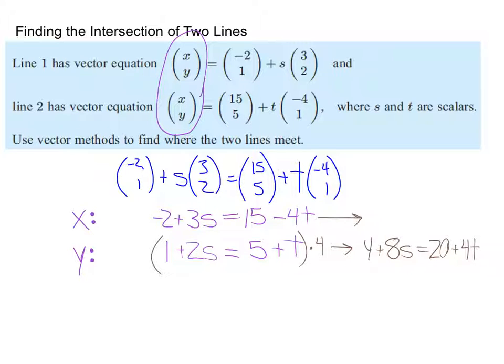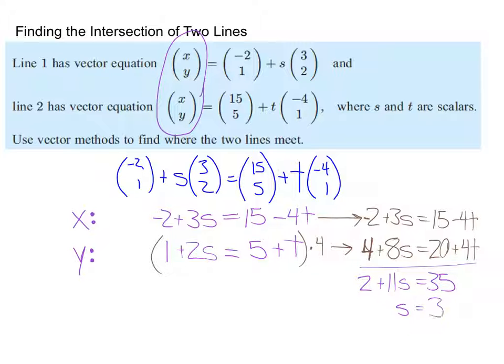If I bring over the other equation, I have a negative 2, that's a 4 by the way, a negative 2 plus 3s equals 15 minus 4t. And notice the reason why I multiplied by 4 is so that now I can add those two equations together and my t's will cancel out. I eliminated the t's. Alright, so we have a positive 2 plus 11s equals 35. I solve it and I get s equal to 3.